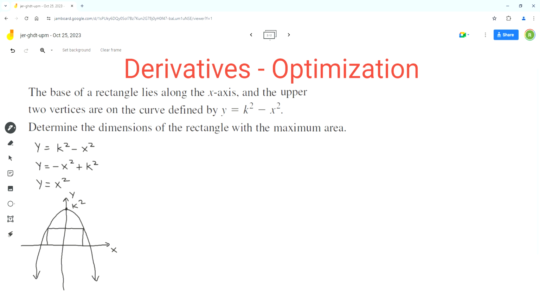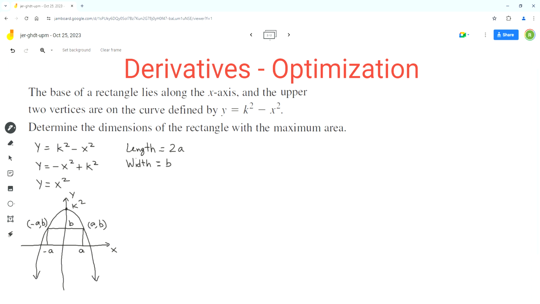So there's another important concept we need to understand for this problem. Let's assume the end of the rectangle on the positive x-axis is at point A. Therefore, the end of the rectangle on the negative side of the x-axis will be at negative A, and the rectangle crosses the y-axis at point B. Therefore, the coordinates of the other two vertices will be A comma B and negative A comma B. Now we can write the length and width of this rectangle in terms of A and B. The length of the rectangle is 2A and the width of the rectangle is B.